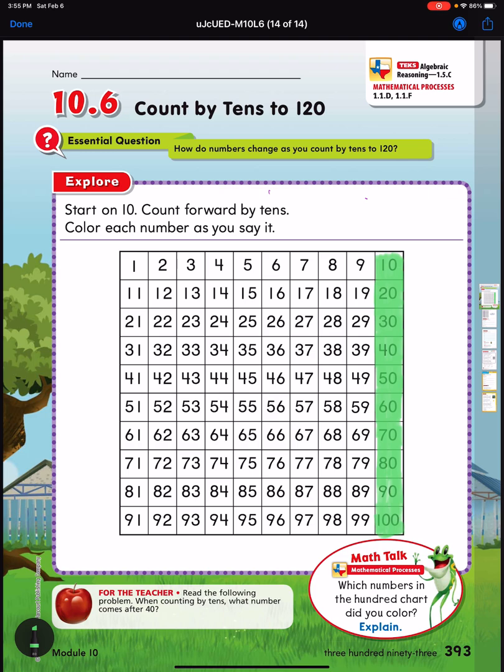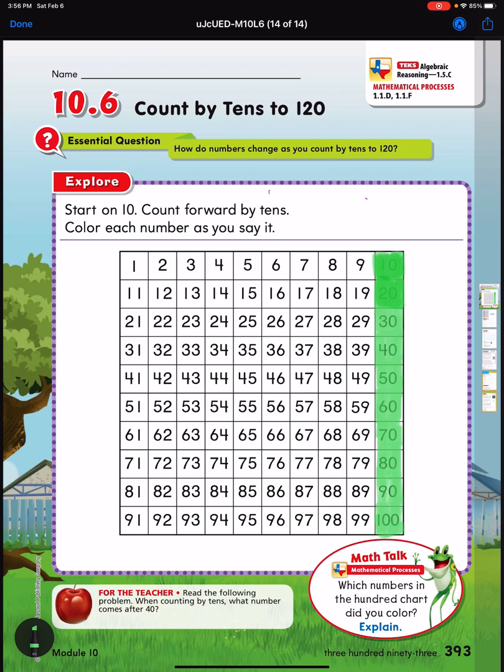We counted by tens from 10 to 20. So what number did we color first? We colored 10 first. And then what number did we color? We colored 20. All right. So how did we know what numbers to color? Well, we counted by tens and then colored the numbers that we said.